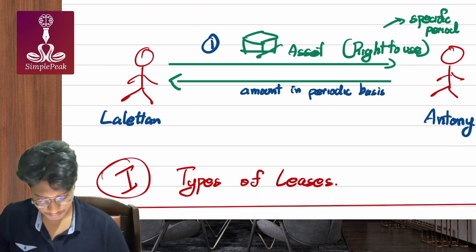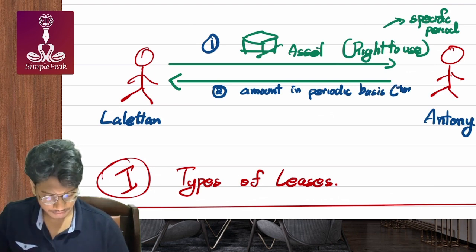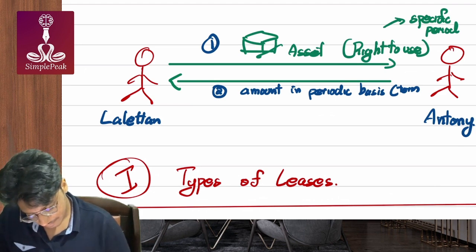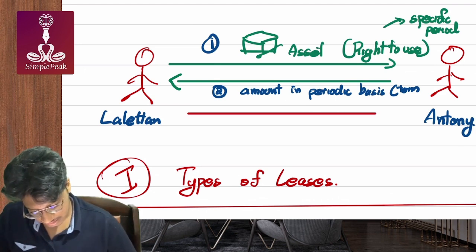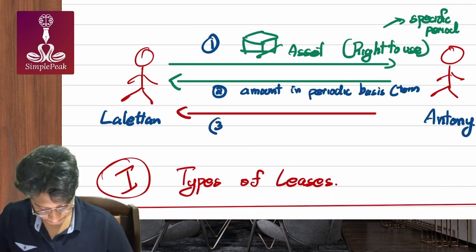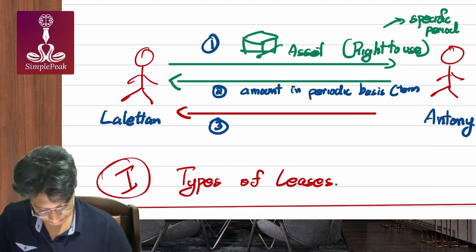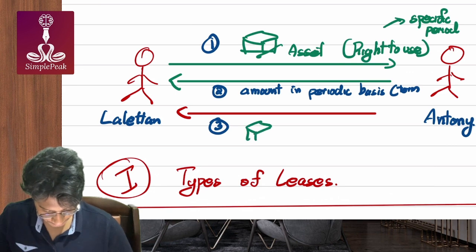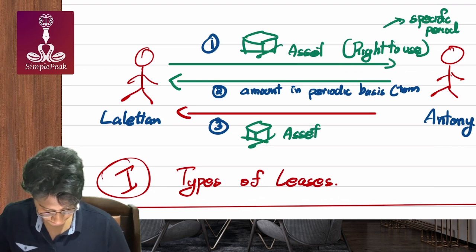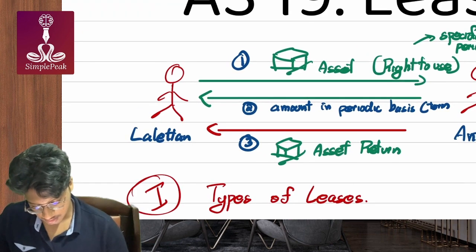This is for a particular term, and by the end of the term, Anthony will return this asset to Layman. This is what is known as a lease.